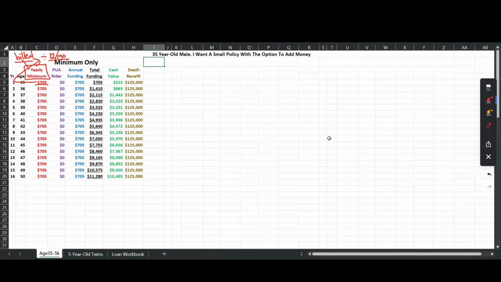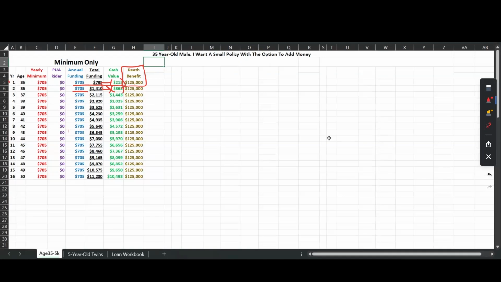So he's got the 705, nothing going into additional PUAs. So the net amount he's funding every year is exactly what we looked at on that illustration. This is that illustration just on Excel. So what do we see here? First year, I've got $215 available in cash value, and my death benefit is $125,000. Okay. Next year, I pay in $705. Happens to the cash value. Look at that. I get the bulk of my payment back. I'm at $863.